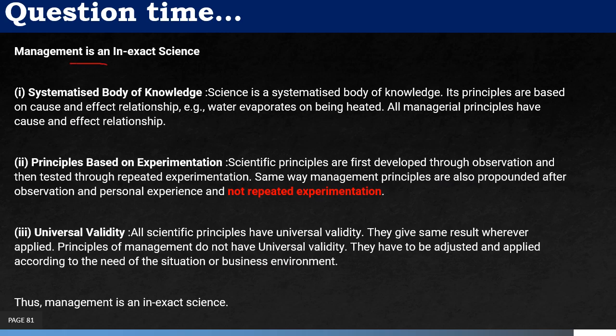How to write management is an inexact science. So first one is systematic body of knowledge. Its principles are based on cause and effect relationship. Whatever happens in the world, there is a cause behind it. Like water evaporates on being heated. All managerial principles have cause and effect relationship. In businesses also, there is a cause. They use this principle, cause and effect relationship.